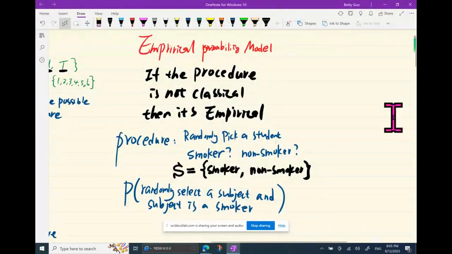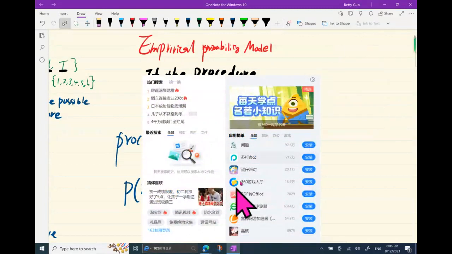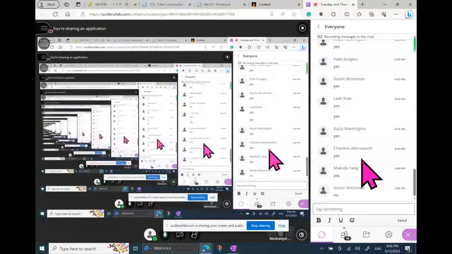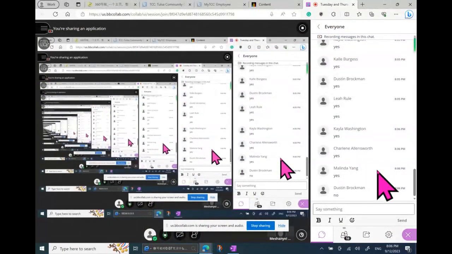And the sample space contains two outcomes. Now my question is, are the two outcomes equally likely to occur? Would I say like tossing a coin, the smoker and the non-smoker 50%, 50%? No, you're right, really not. It also depends on the sample I get.